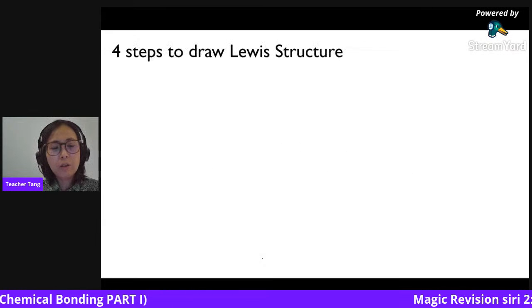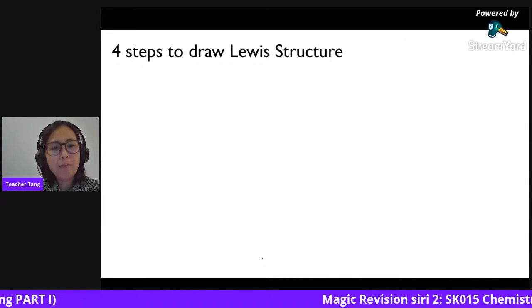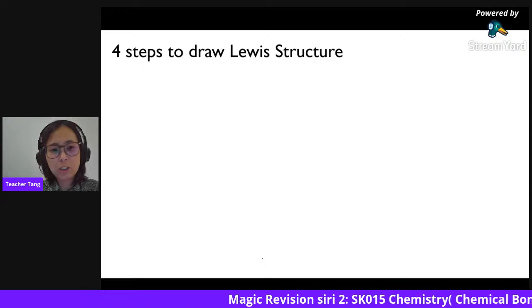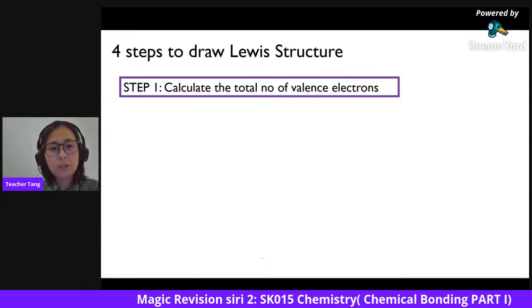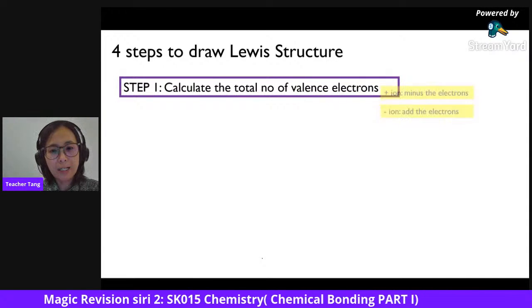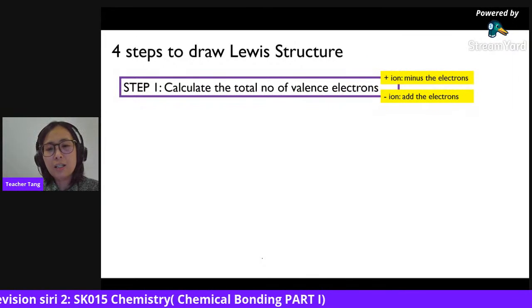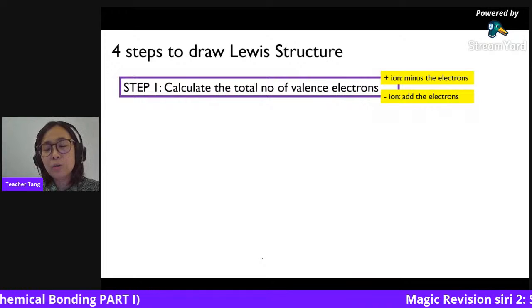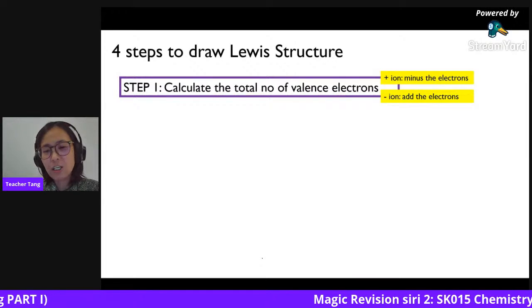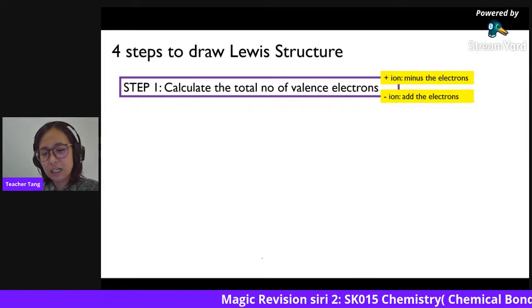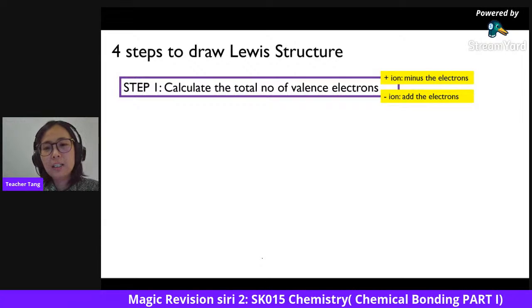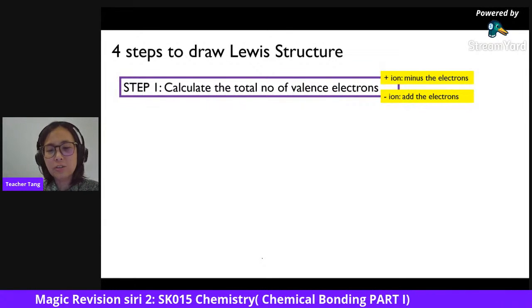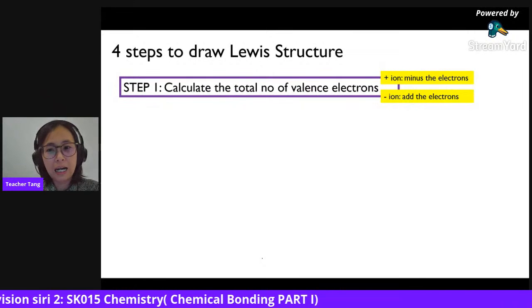For Lewis structure, basically there are 4 steps to draw the Lewis structure. So first step is to calculate the total number of valence electrons. If you are given a positively charged ion, you just need to minus the electrons equal to the charge of the ion. And if you get a negatively charged ion, you need to add the electrons equal to the charge of the ion.